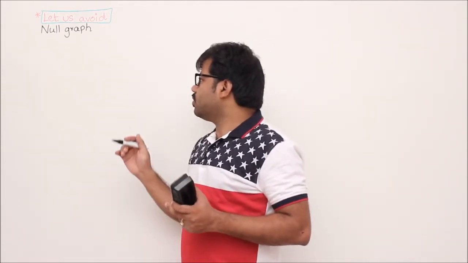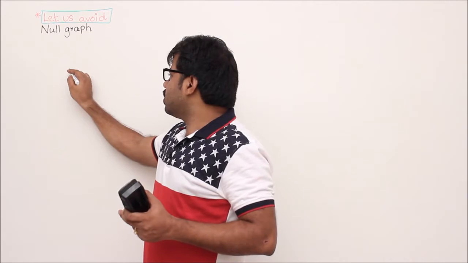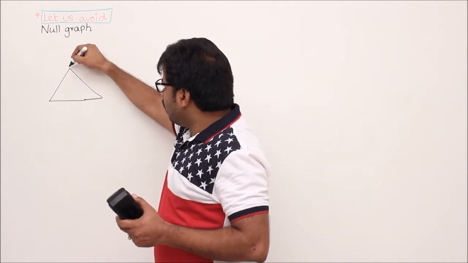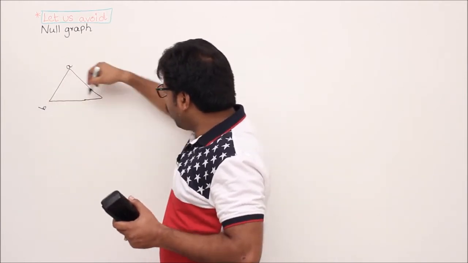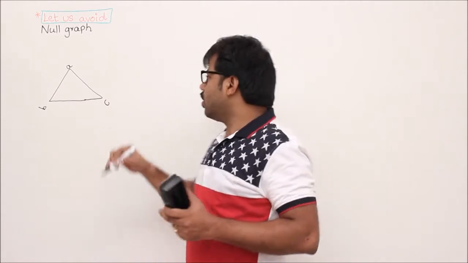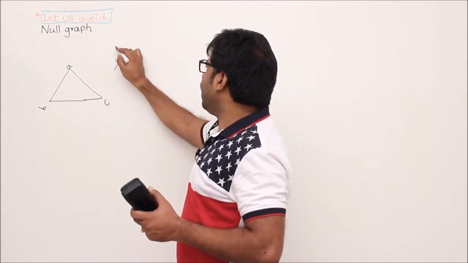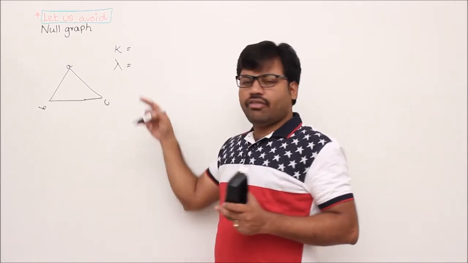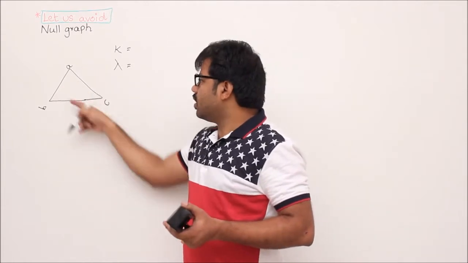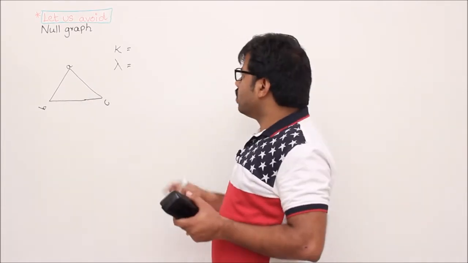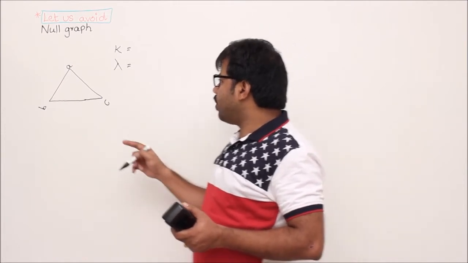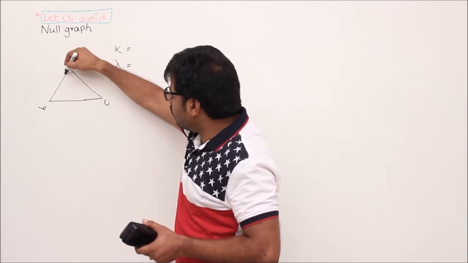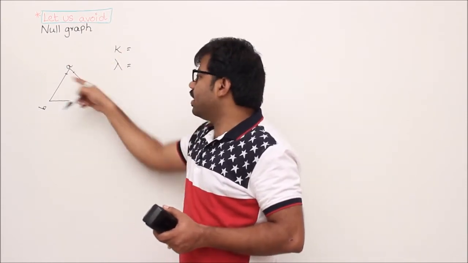Then if I avoid null graphs, you see what happens. Consider this triangle A, B, C. You know what vertex connectivity number is, right? Let's calculate vertex connectivity number k and lambda, where lambda is the edge connectivity number, otherwise the minimum number of edges required to remove from this graph to disconnect it. Let's find lambda first. We need two edges, isn't it? If I remove these two edges, then I can disconnect this graph.